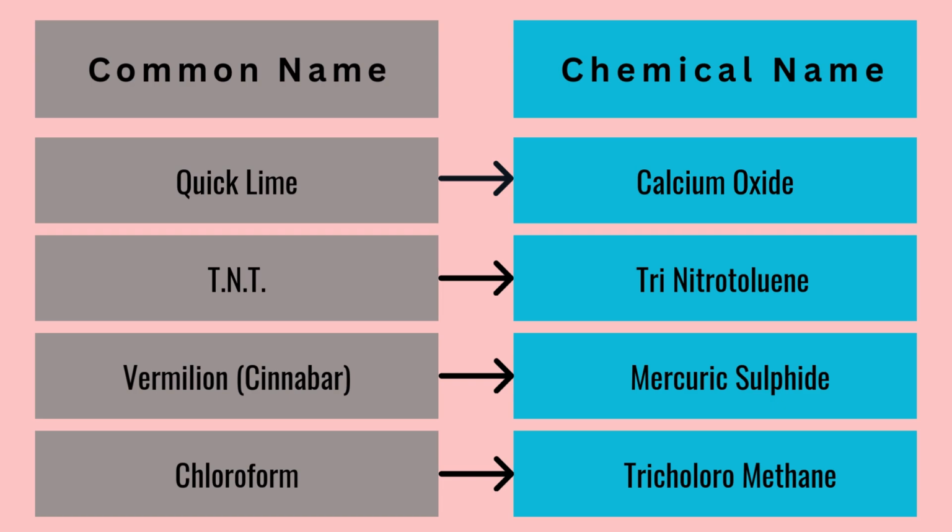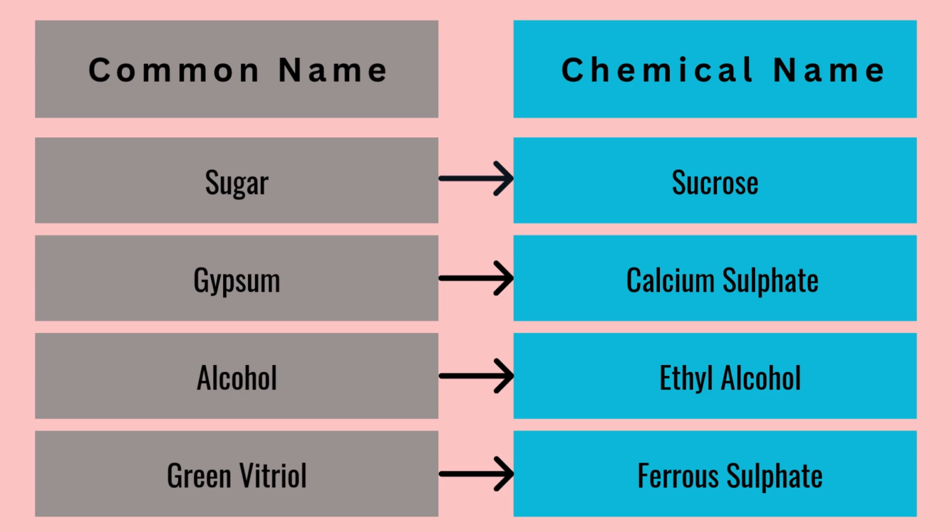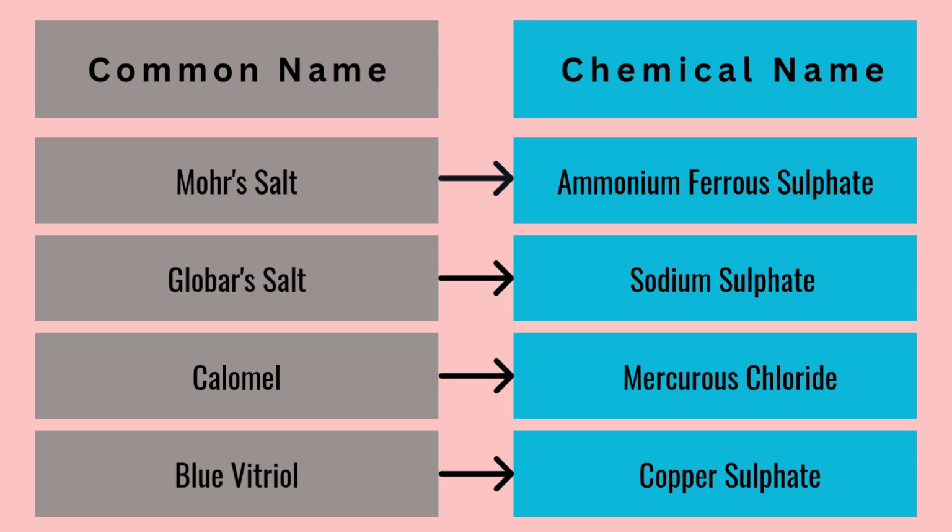Next, chloroform, chemical name is trichloromethane. Next, sugar, chemical name is sucrose. Gypsum, that is calcium sulfate. Alcohol, that is ethyl alcohol. Green vitriol, chemical name is ferrous sulfate. Next, Mohr's salt, chemical name is ammonium ferrous sulfate. Next, Glauber's salt, chemical name is sodium sulfate. Calomel, chemical name is mercurous chloride. Blue vitriol, chemical name is copper sulfate.